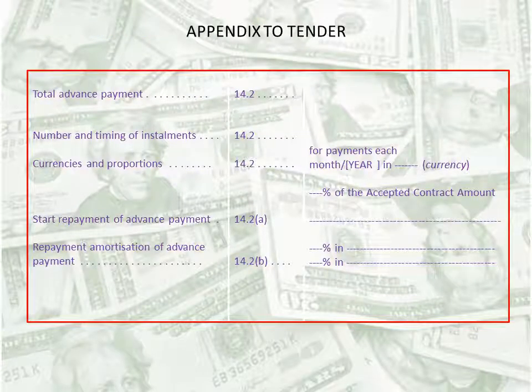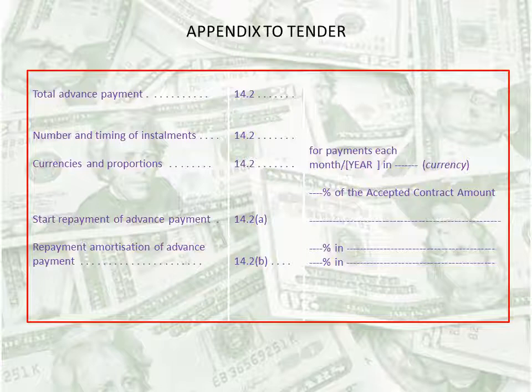Now let's see how it's given in the appendix to tender. In FIDIC 99 you can find this appendix to tender and I have extracted only the relevant part. The total advance payment as per the clause 14.2. Number and times of installments, clause 14.2. Currencies and proportions have to be mentioned here for 14.2. For payments each month or year, we have to mention the currency and the percentage of the accepted contract amount. And start of repayment of advance payment we have to provide as per the clause 14.2a in this place.